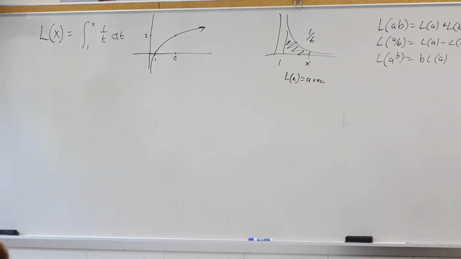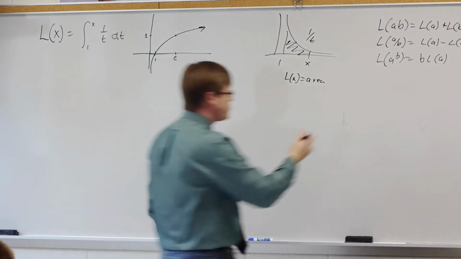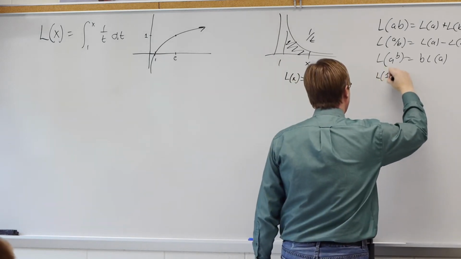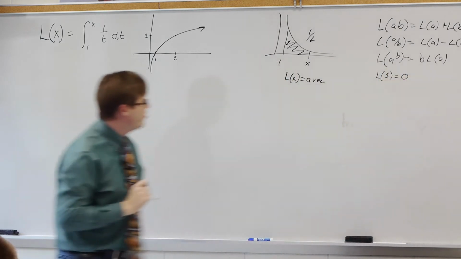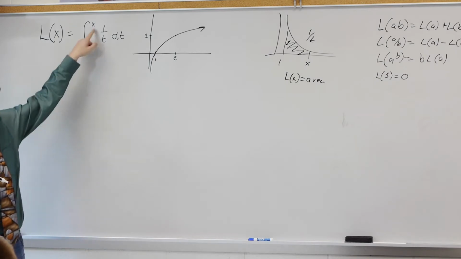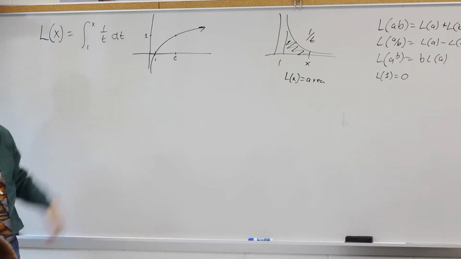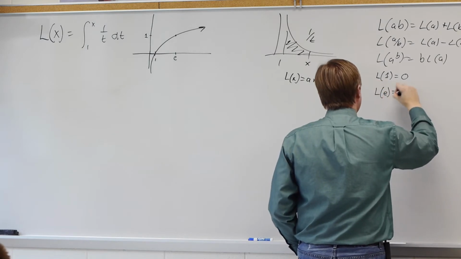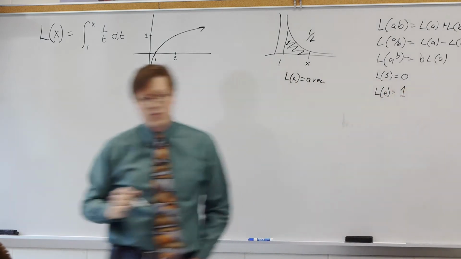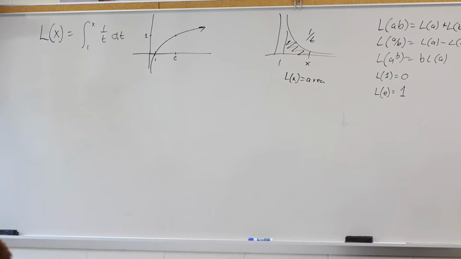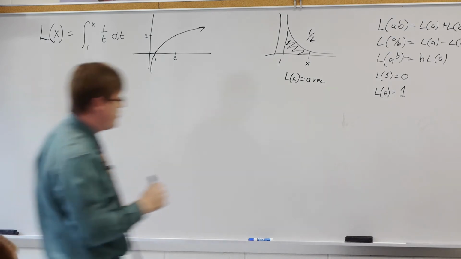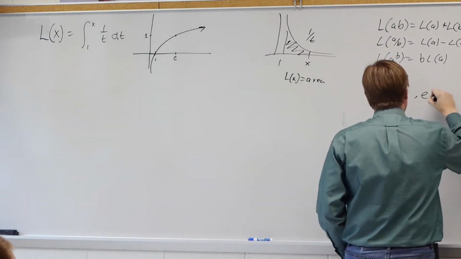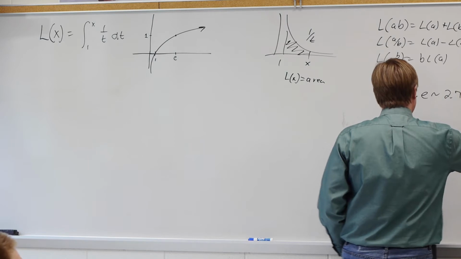We found a couple of points on L. We know that L of 1 has to be 0 because it's the area from 1 to 1, which is 0. And we know that L of e is 1. The reason we know that is because we defined e to be the number that satisfies L of e equals 1. So that's our definition of e. And e happens to be about 2.718.